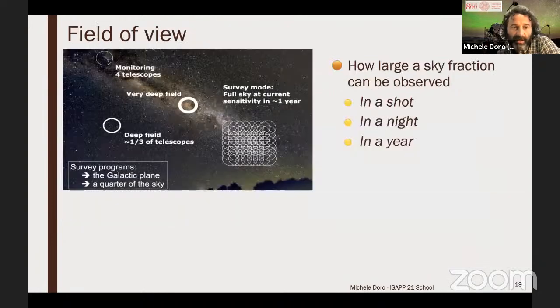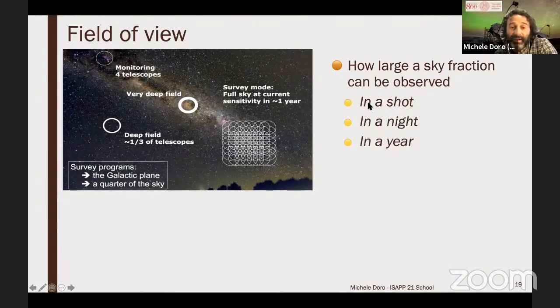Okay. The other point when we compare experiments is the field of view. There are instruments that are able to observe all the sky. There are instruments that can observe at the same time only a very small portion of the sky. Some instruments can be used in modes in which they expand the sky coverage a little bit, and that's the first point.